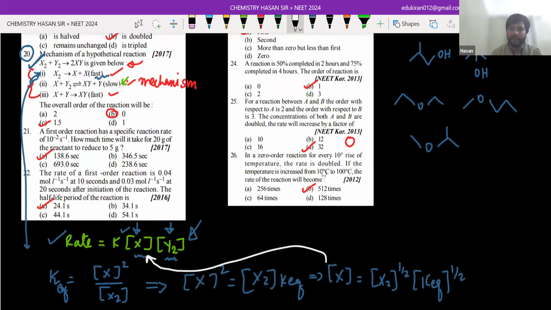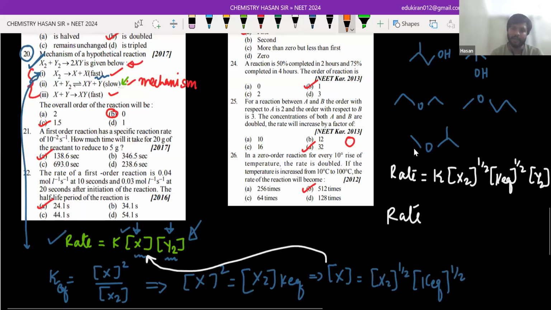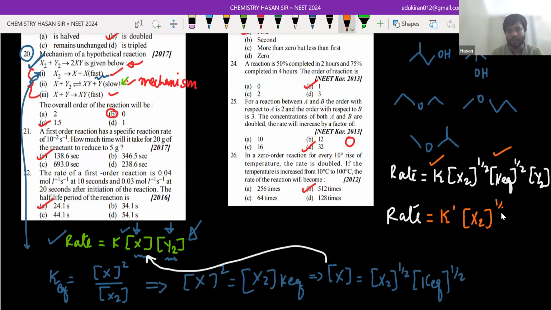So what we will get is very simple. Rate is equal to k. K will be as it is. X can be written as x2 raised to the power half into k equilibrium raised to the power half, and y2 is there, right? So rate can be written as, you can see that this is also constant, this is also constant. So I'm going to write another constant k dash, that will be equal to x2 raised to the power half into y2 raised to the power 1.